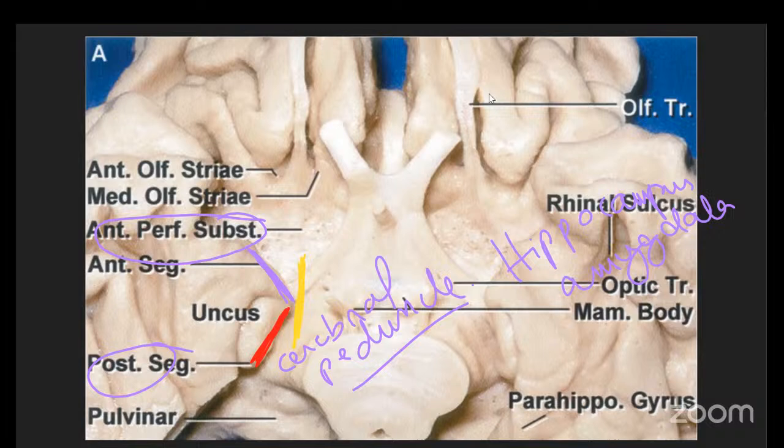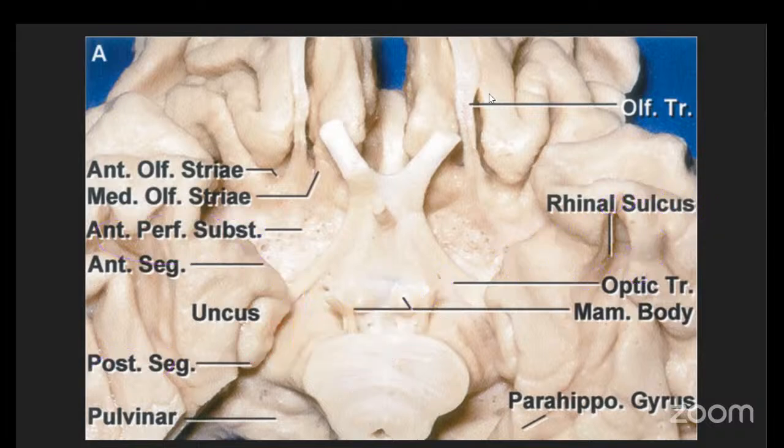Coming back to the Sylvian fissure, we have the olfactory striae anteriorly. Posteriorly, we have the optic tract. Here we have the uncus, anterior segment. And somewhere around here, we are going to have the limen insulae. It's not visible here in this section, but the limen insulae is going to be here.